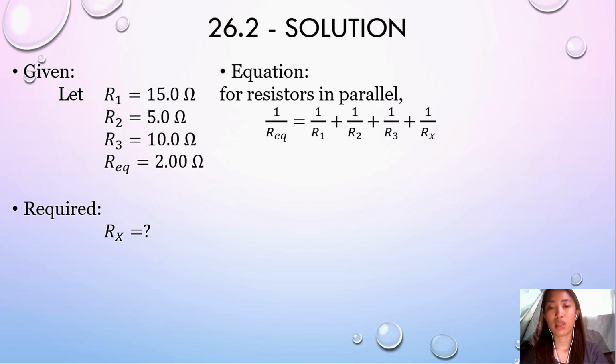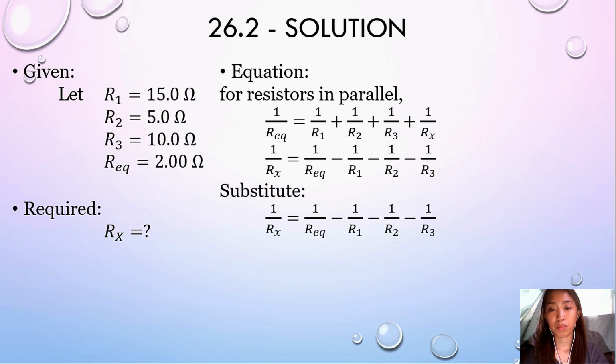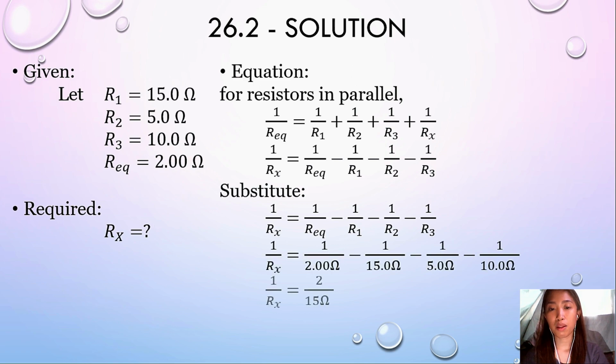So that will be the reciprocal of the equivalent resistance is equal to the sum of the reciprocals of the individual resistances. So to get the resistance of X, we have 1 over the equivalent resistance minus each resistance. So now we can plug our values for R1, R2, R3, and the equivalent resistance into this equation to get Rx. So we get 2 over 15 ohms. By taking the reciprocal, the value of X is 7.5 ohms.